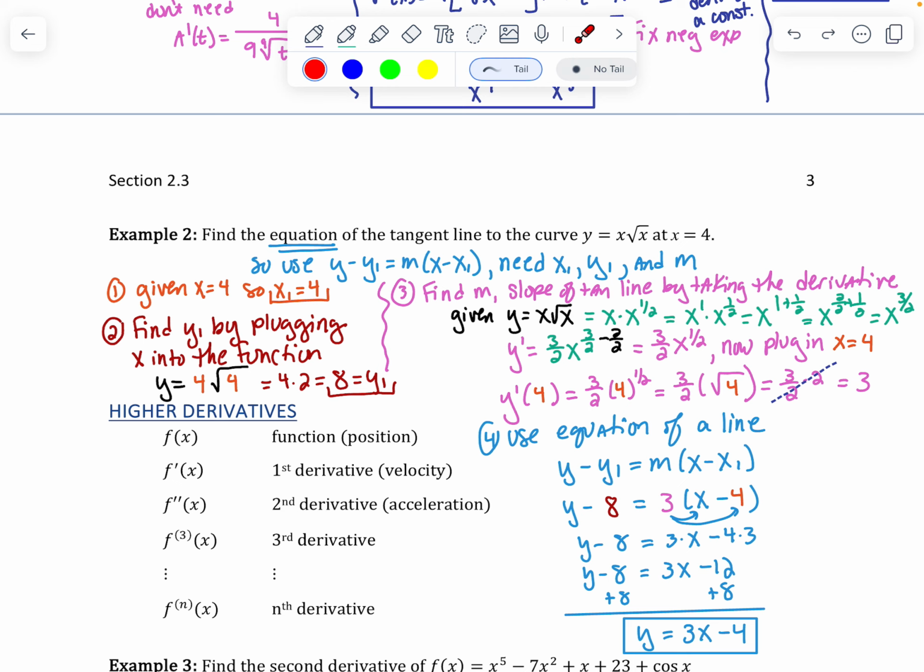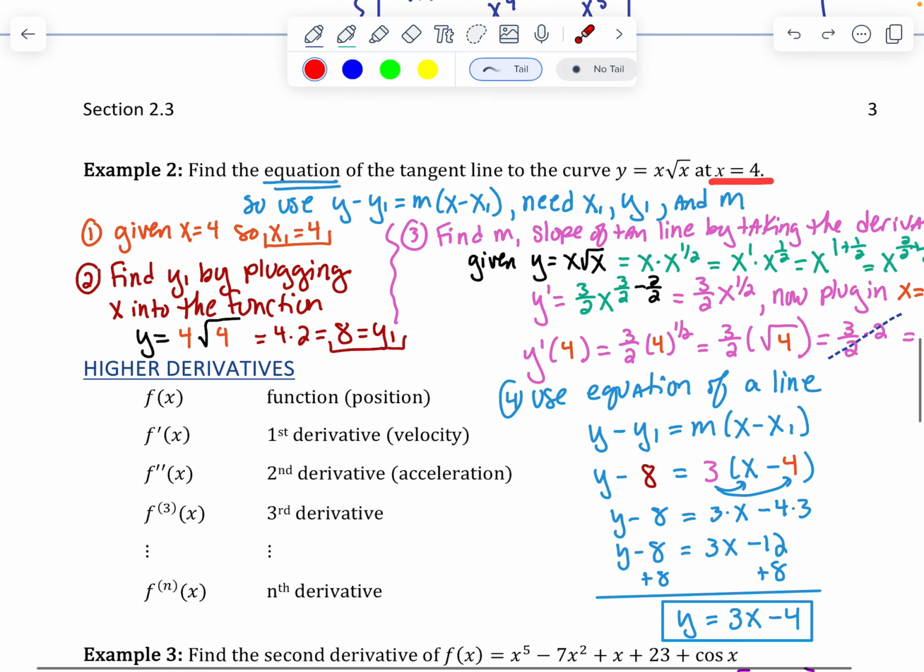Example 2 asks us to find the equation of the tangent line for the curve y equals x square root of x, specifically at the point x equals 4. So the goal is we're trying to find the equation specifically of the tangent line. But whenever we need to find an equation, unless you know the y equals mx plus b trick, we tend to use y minus y1 equals the slope m times x minus x1. So we'll be filling in x1, y1, and the slope.